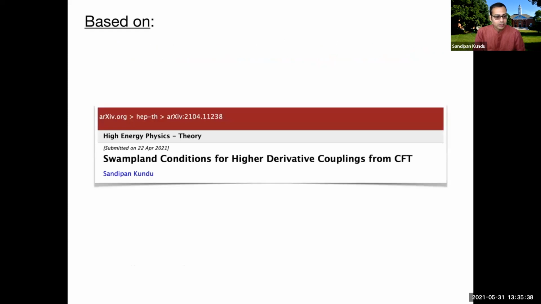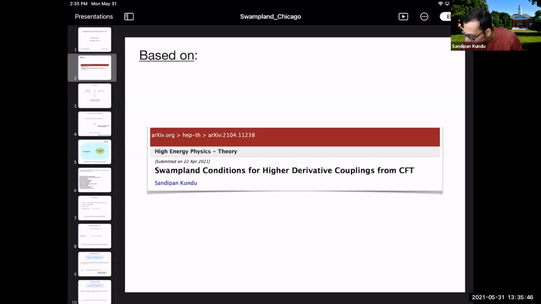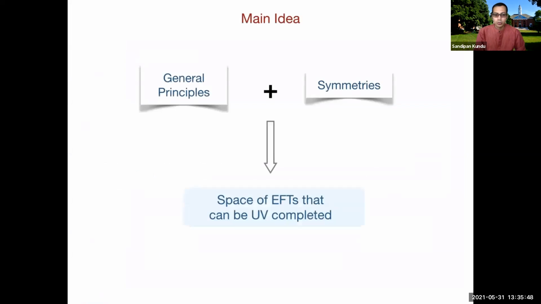So this talk is based on a recent paper of mine. The main idea of this talk is actually very simple. The goal is to find the space of EFTs that can be UV completed from general principles and symmetries. This is not at all a new idea. This idea has been around for a long time, but in recent years, it has gained a lot of attention.